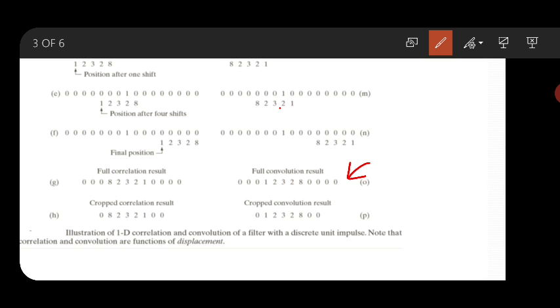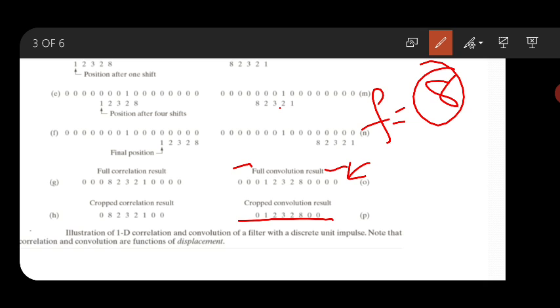But what is the length of the output sequence here? The length of the input sequence, that is F, is 8 without appending zeros. So how many zeros are to be cropped here? 2 zeros here, 2 zeros here. What result do you get? 0, 1, 2, 3, 2, 8, 0. I hope you understood this one.